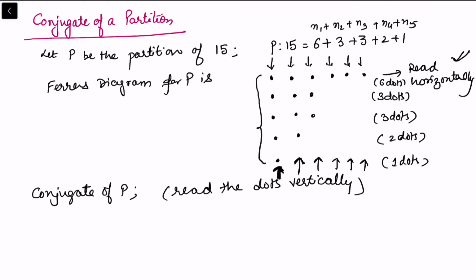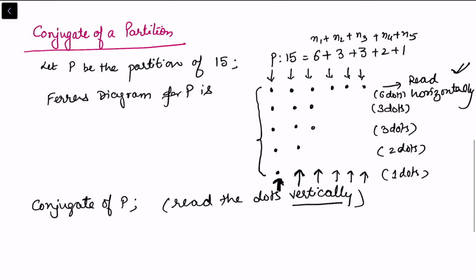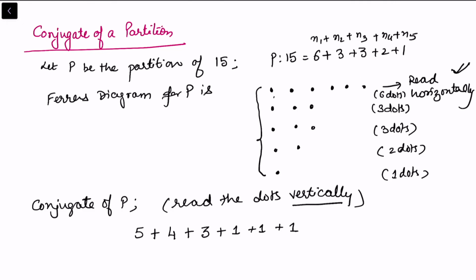Now if I read it vertically, the first column consists of 1, 2, 3, 4, 5. So there are 5 dots in the first column, followed by the next column with 4 dots, then the next with 3 dots, then 1 dot, then 1 dot, and then 1 dot. So this partition which we have got from the previous case by reading the graph vertically is what we call the conjugate of that particular partition.